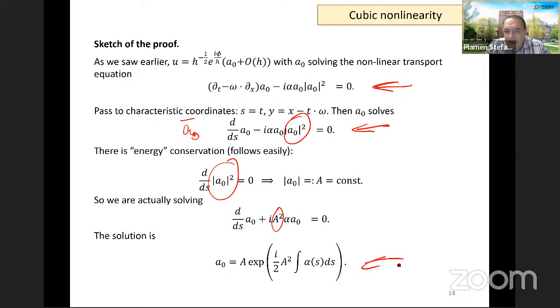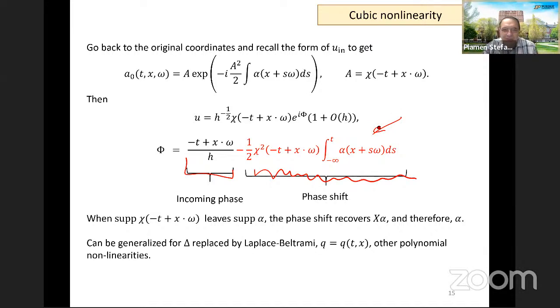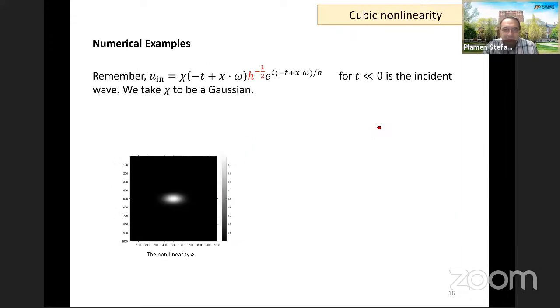And what is A? Well, A depends on the initial conditions. And if you go back to the original coordinates and do all things carefully, this is what we get, right? So you get the following phase, and this is the original phase that you sent, and this is the phase shift here. And the phase shift is proportional to the Radon transform of alpha that you can recover. Okay, this can be generalized to Riemannian metrics and so on, so I don't have time to talk more about that. And let me show some numerical examples.